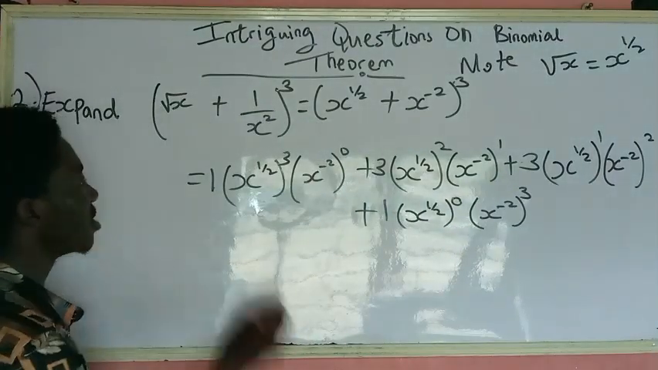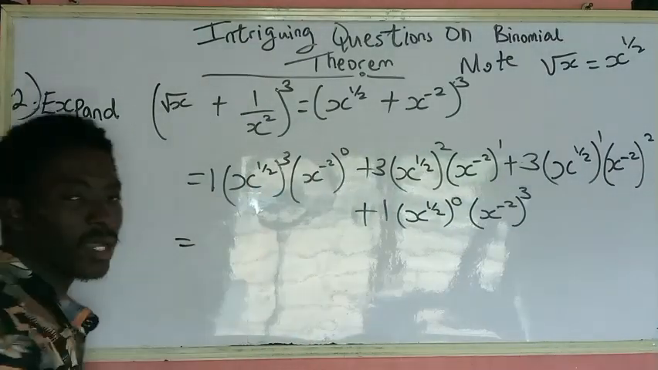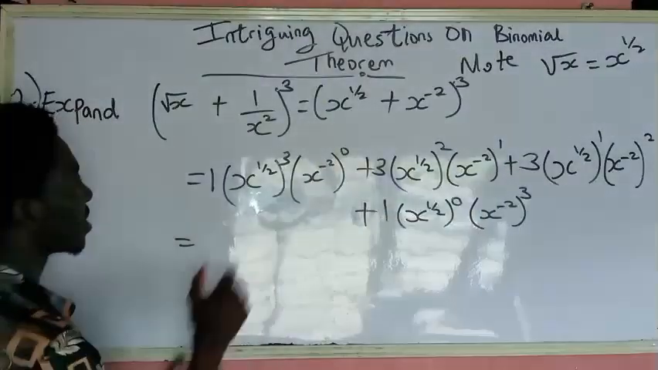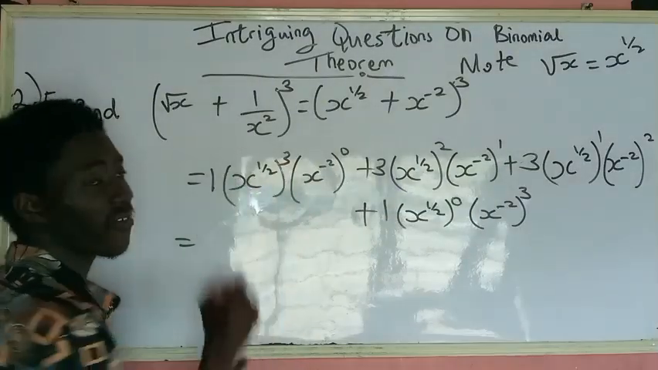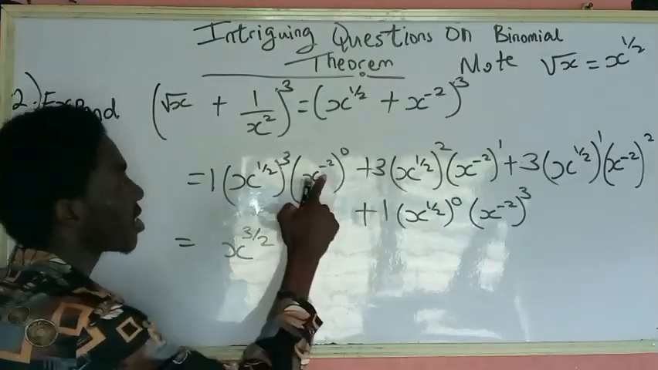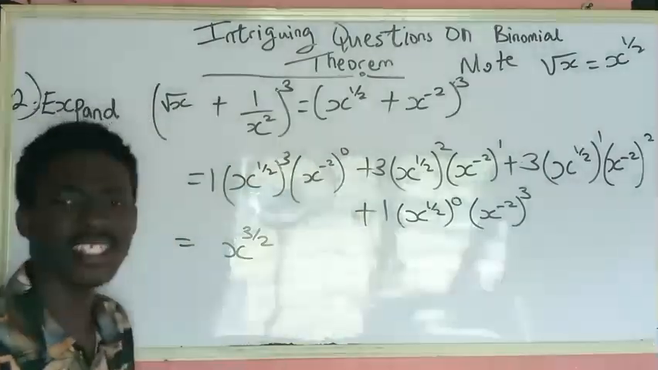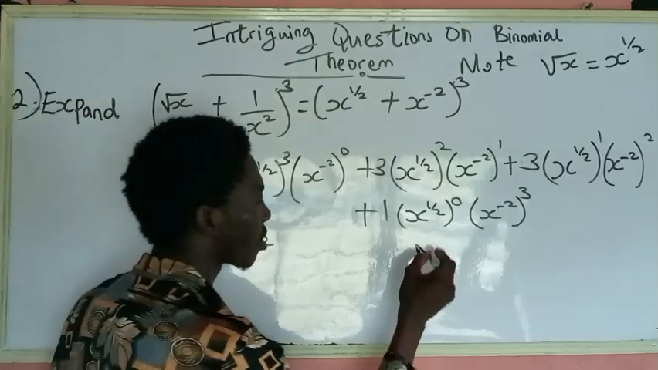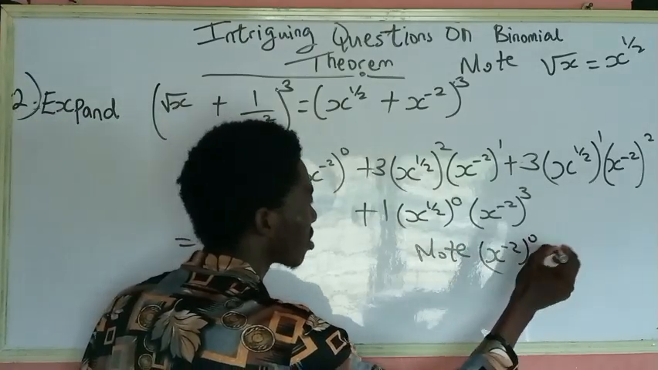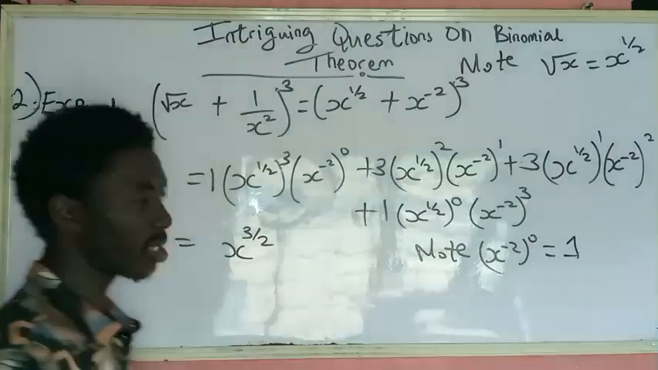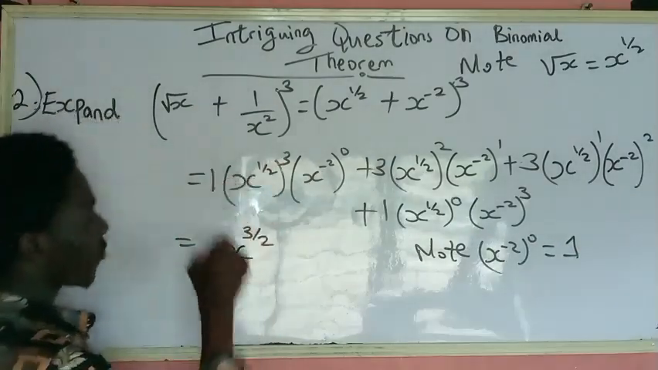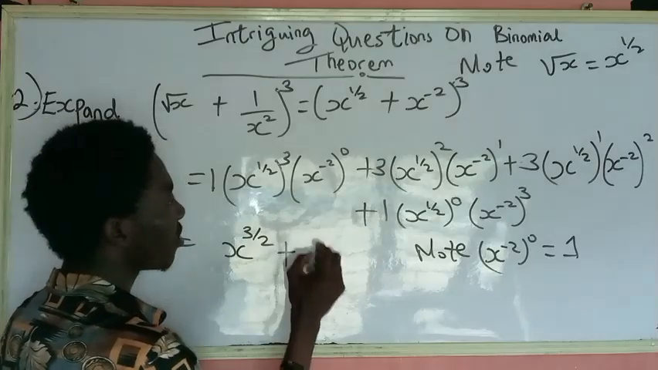So from there, we can try to use the power of exponents in indices to get this. This is 3 times half, that's 3 over 2. So you have x raised to power 3 over 2 here. This is raised to power 0. Anything raised to power 0 is 1. Note, x raised to power minus 2 to power 0 equals 1. So that means this is 1 times 1, that is 1, times all of this. Next part, you have 3.